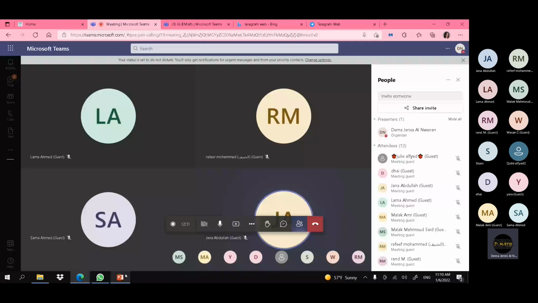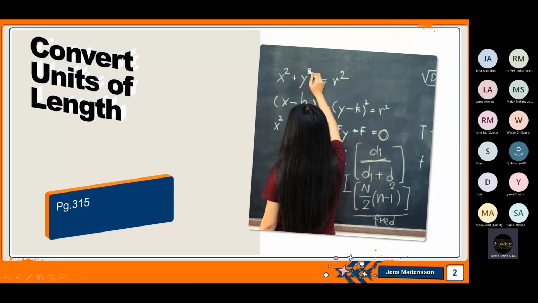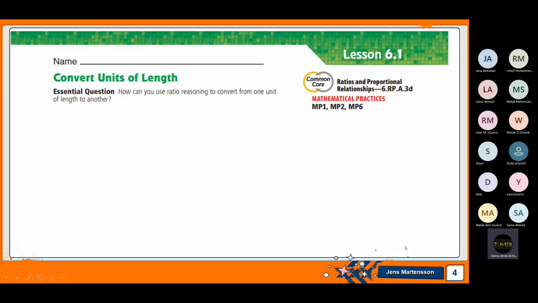Okay, good morning. Today we're going to start a new chapter, chapter 6, lesson 1, which is about converting units of length. In this lesson, we're going to learn how to convert the units of length.